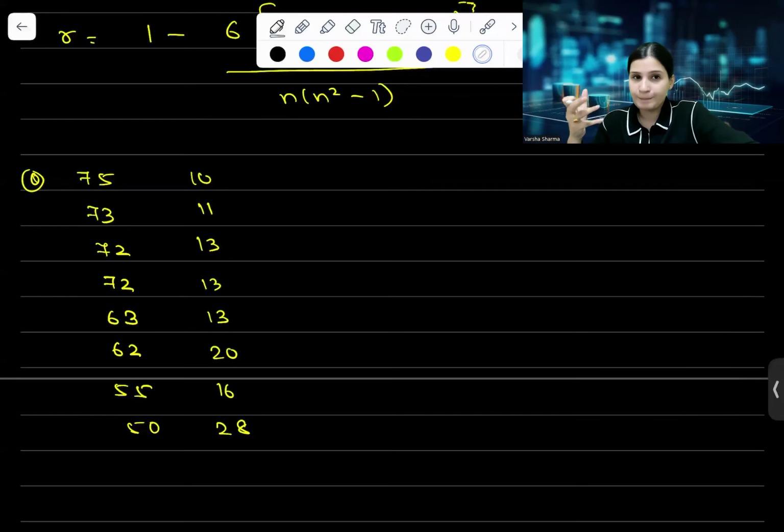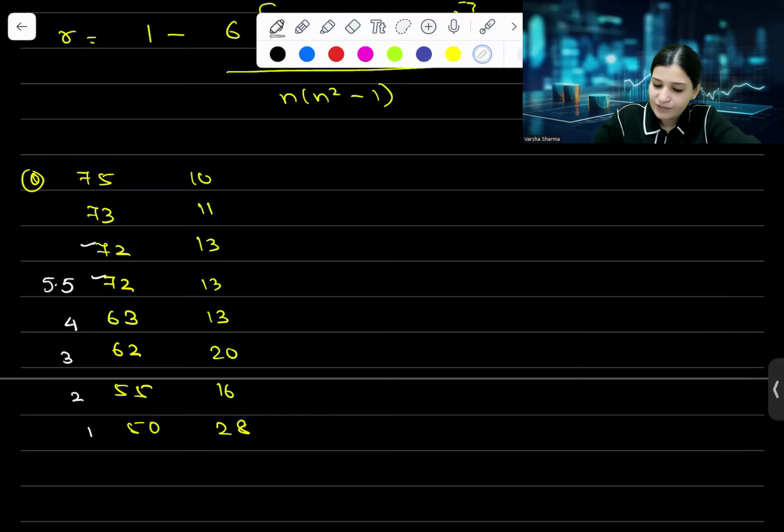We start from lower to upper, ascending order again. So the first number will be 50, second 55, third 62, fourth 63. Now the tie is in which place? The next two numbers are both 72. Had they been different, they would have taken two rankings, fifth and sixth. But since they are the same, I cannot give 5 and 6 different rankings to them. So the tie is in the two ranks, 5 and 6. What is the average of 5 and 6? 5 plus 6 by 2, 5.5. So both these numbers will be given 5.5.